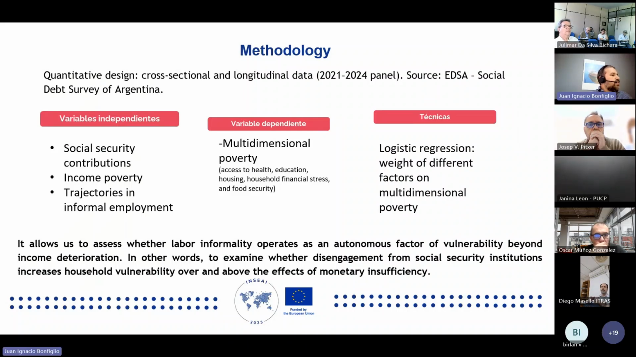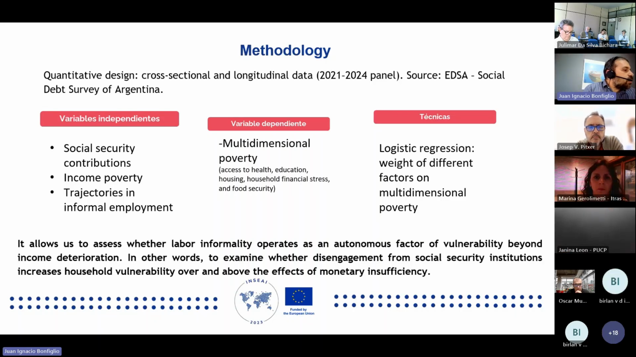The empirical analysis is based on the survey Encuesta de la Deuda Social Argentina conducted by the Observatorio de la Deuda Social Argentina. The survey is carried out annually with national urban representation covering localities with over 80,000 inhabitants and major metropolitan areas. This source includes an internal household panel enabling the construction of a longitudinal database for the years 2021 and 2024.